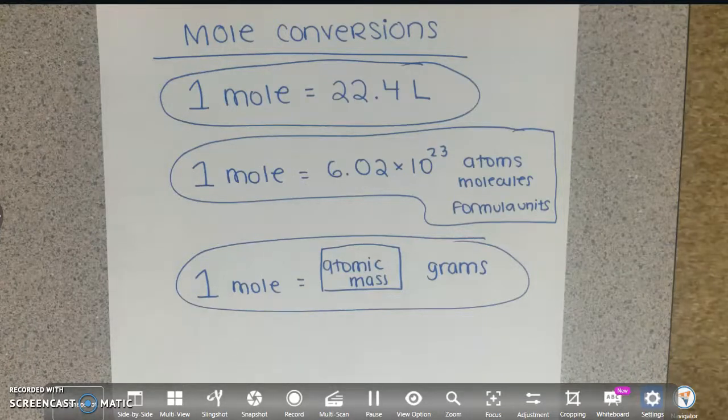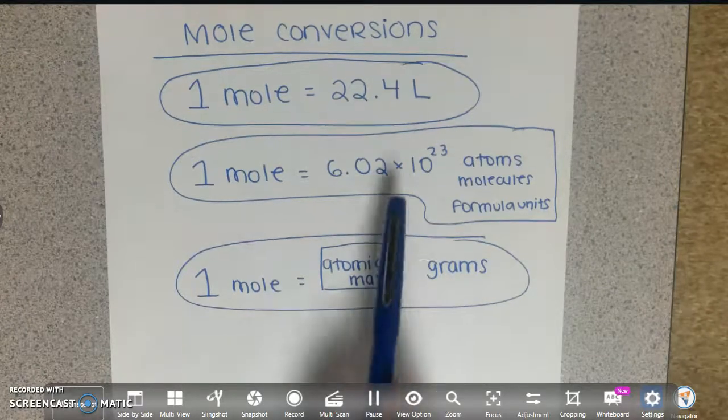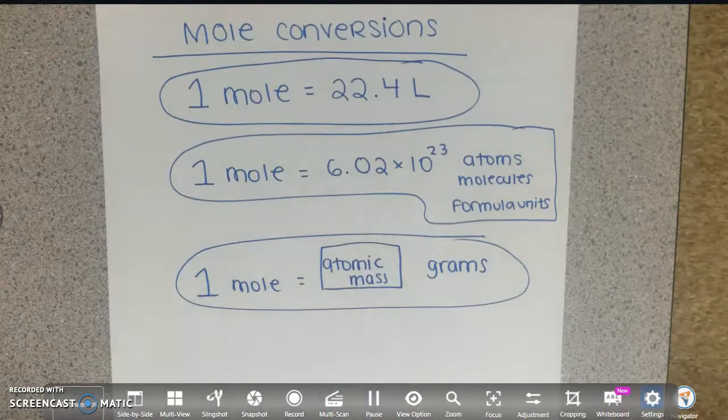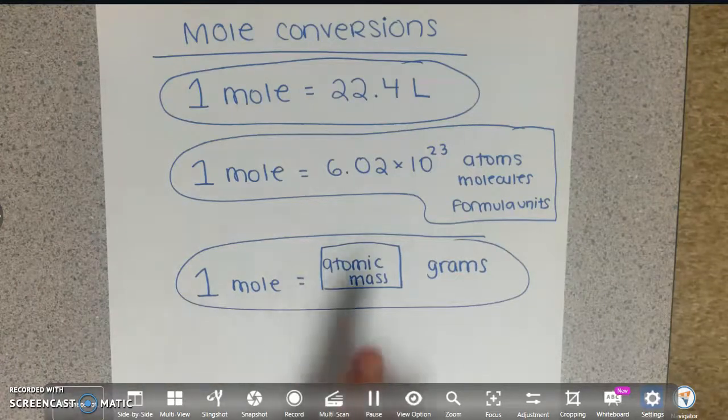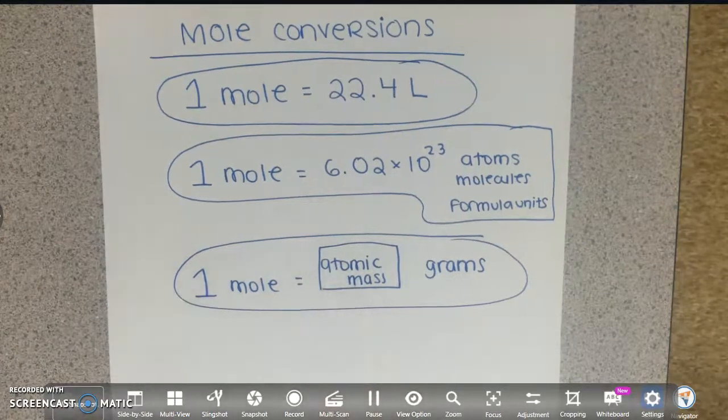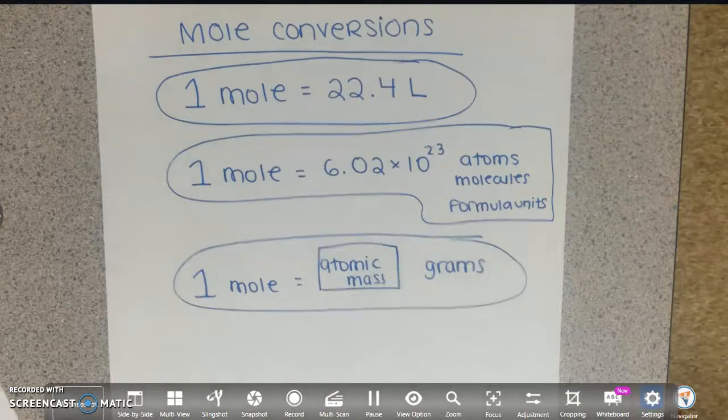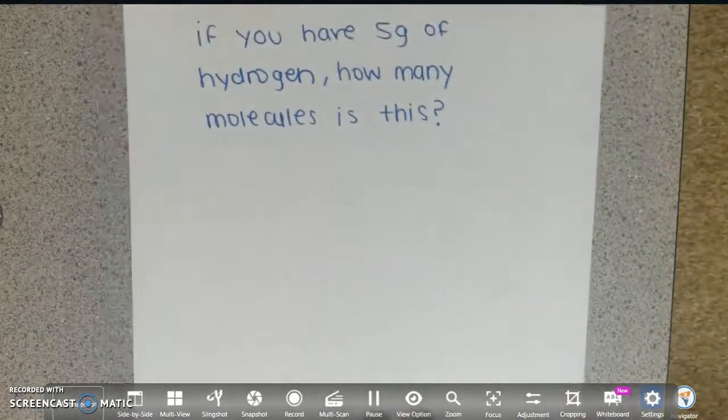So 1 mole equals 22.4 liters. 1 mole equals 6.02 times 10 to the 23 atoms, or that number can go with molecules or formula units. And then 1 mole equals whatever the atomic mass is in grams. That atomic mass comes from the periodic table. Again, if you need to pause to get that, do that. We're going to do an old problem before we jump into new stuff.